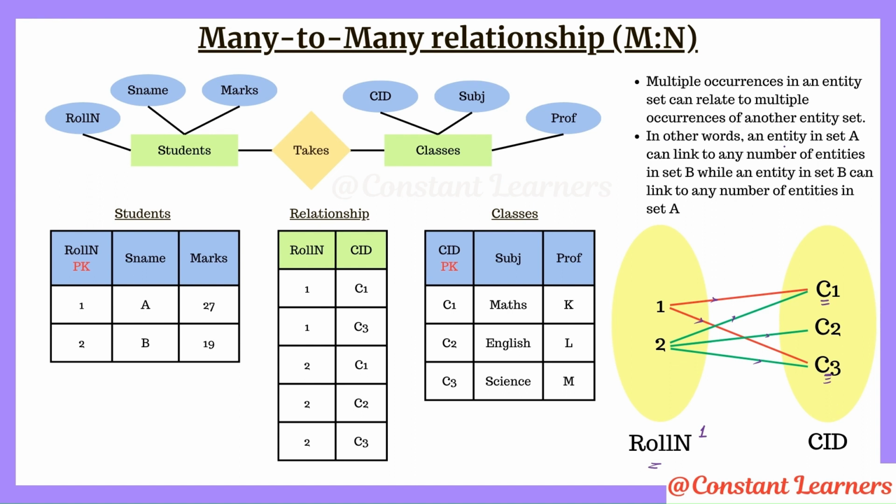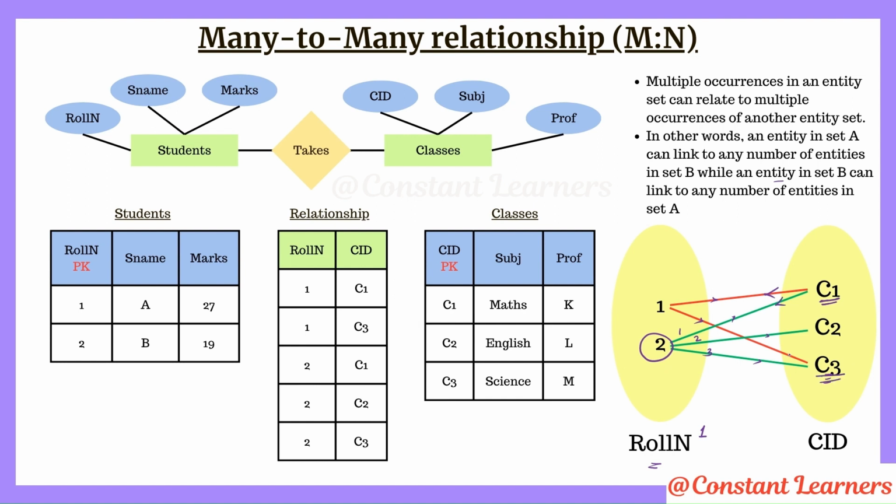In other words, an entity in set A, let's say this entity, one entity in set A can link to any number of entities in set B. So here it is relating to three entities, C1, C2 and C3, all three, while an entity in set B can link to any number of entities in set A. So, if we talk about this entity in set B, that is C1, it is linking to both the students with roll number 1 and 2.